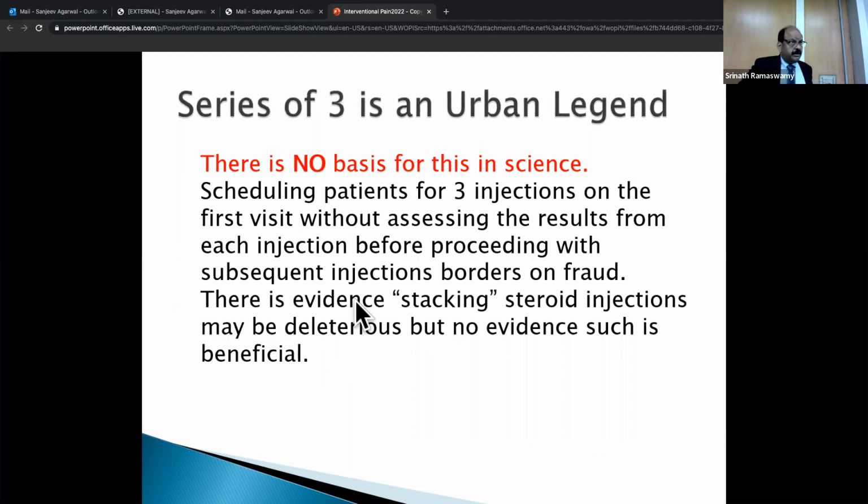Again, the series of 3 is outdated. There is no scientific basis for it, and nobody does it. Even the insurance companies won't let you do it. So please do not convey the message or the impression to the patients that they are going to have 3 injections. After each injection, the patient is re-evaluated depending on the previous response and the need for further injections, and they may have another injection if needed.